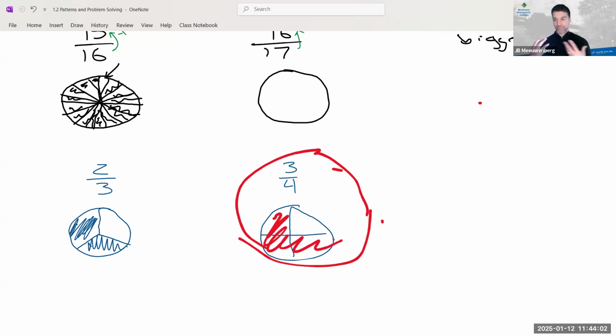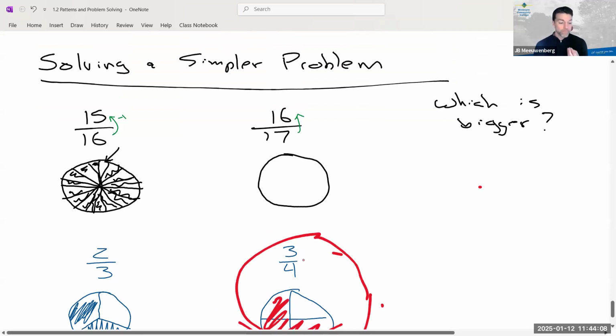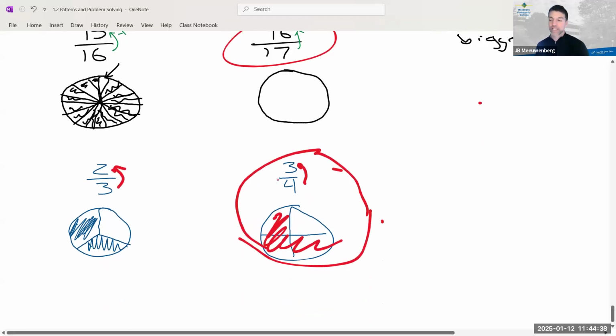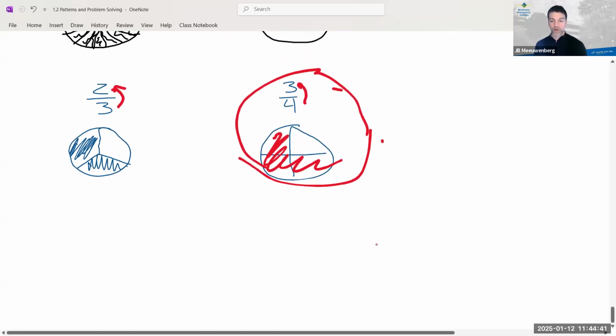Okay, so can we use that information to help us with the previous problem? I think so. As long as our numerator is just one smaller than the denominator, then the fraction with the bigger denominator is going to have the bigger value. It's got that same sort of pattern. So we can state that 16/17 is the bigger fraction by using a similar problem with smaller numbers.